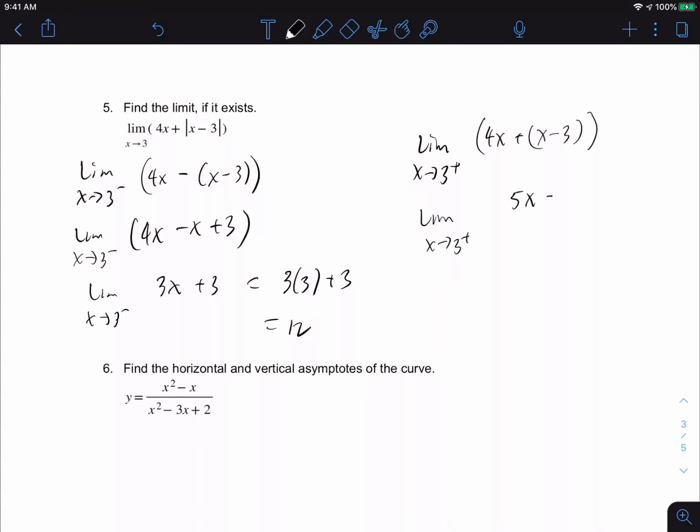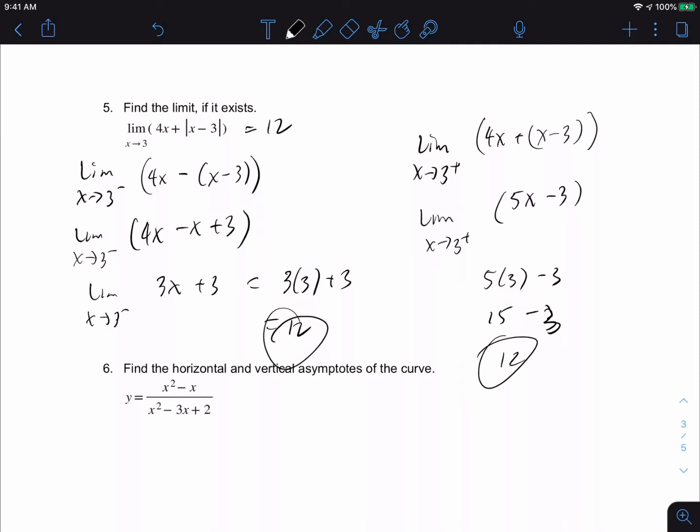Which is going to give me 5x minus 3, which will then be, I should show the steps. 5 times 3 minus 3, which is 15 minus 3, which is 12. And so this is 12, this is 12, so this is 12.